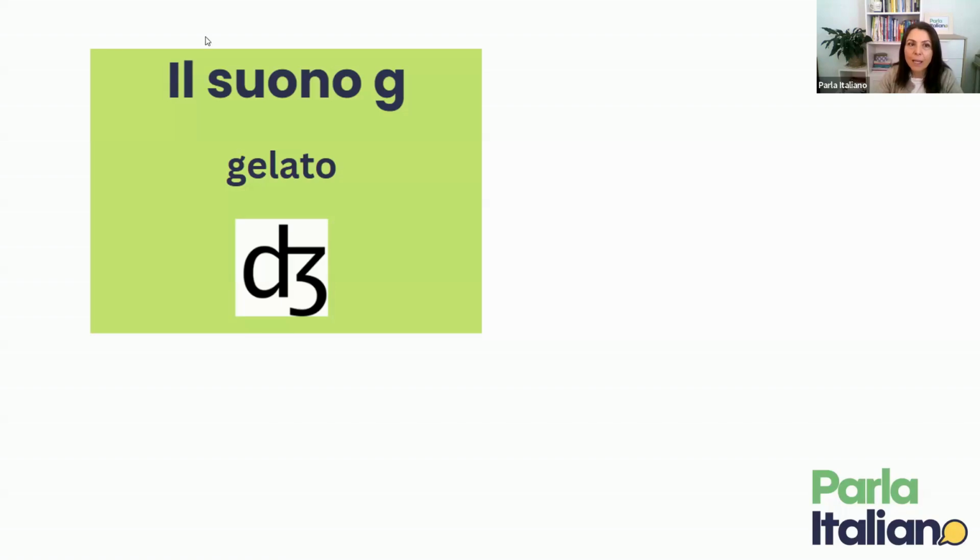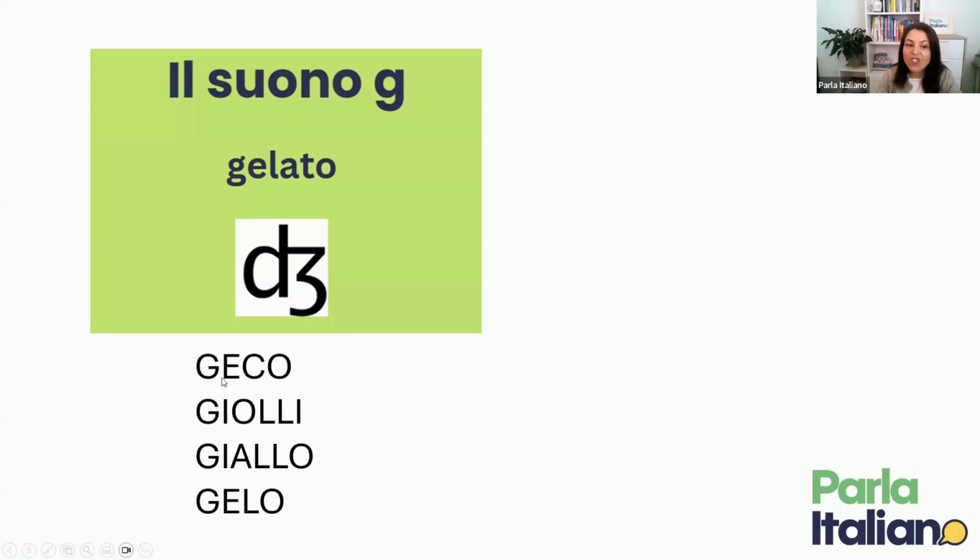But let's have a look at this first one, the sound J. Now, it is written in a funny way. It looks like a D and a strange Z of some sort. But don't be worried about the sound. The important thing is that you understand that that symbol stands for the soft G, as in gelato. So let's have a look at a few words with this sound. Per esempio, geco, jolly, giallo, gelo.